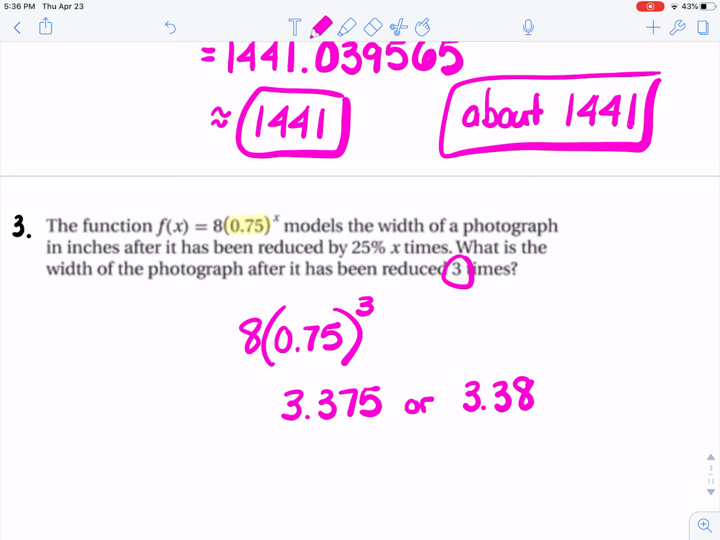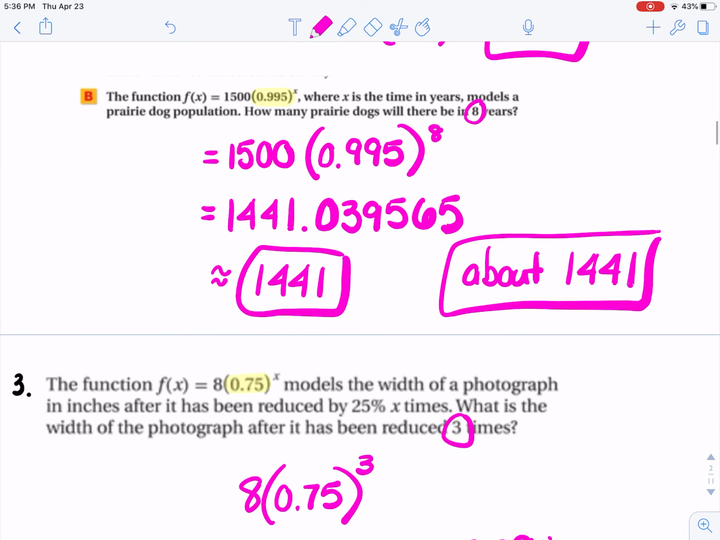You don't want to round to a whole number on this one because this one we're talking about a photograph and how large it is. It's 3.38 inches or 3.375 inches. That is totally fine to have that amount. You don't have to have something measure exactly 3 inches or exactly 4 inches.